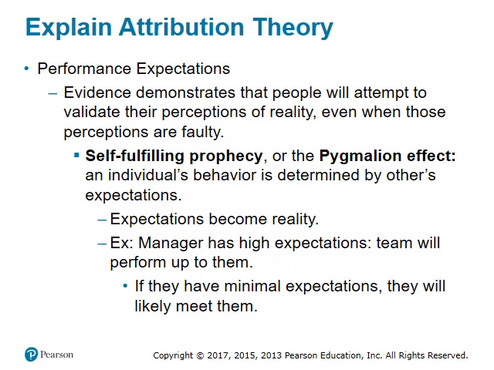The second application of shortcuts involves performance expectations. Evidence demonstrates that people will attempt to validate their perceptions of reality even when those perceptions are faulty. Self-fulfilling prophecy, also known as the Pygmalion effect, characterizes the fact that people's expectations determine their behavior. In other words, expectations become reality. For example, if a manager has high expectations, the team will perform up to them. But if they have minimal expectations, they will likely only meet them.